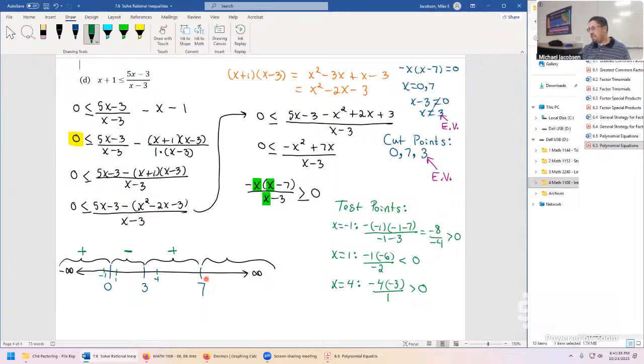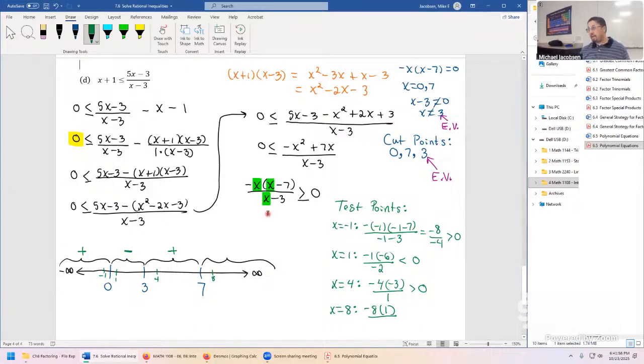Next value, 10 is sometimes a convenient value, but 8 would do the job on this one. Pick x equals 8. And you would have -8 on this one. This is 8 minus 7, so +1.